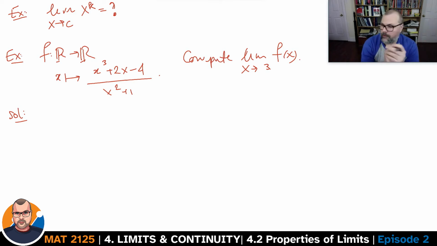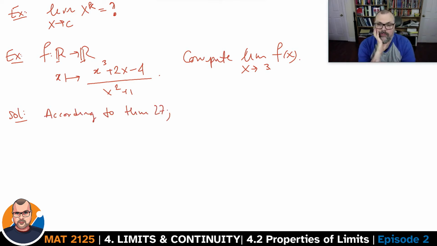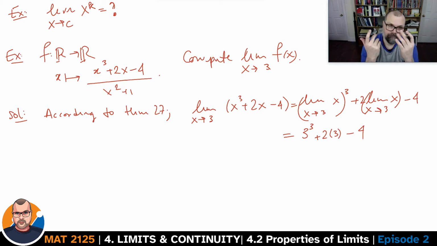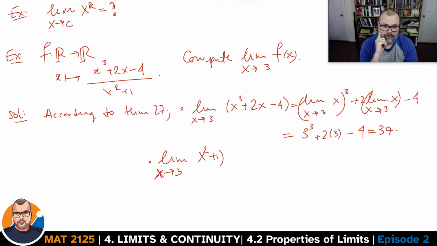Well, you can use a theorem on the properties here. The limit of the numerator when x goes to 3 is the sum of the following limits. I've used various of the sub-results, products, multiplication by a scalar, and on the sums. And that just leads to 3 cubed plus twice 3 minus 4, 37. That's for the numerator. For the denominator, again, do the same principle. The limit when x goes to 3 of x squared plus 1 would be 3 squared plus 1, which is 10.